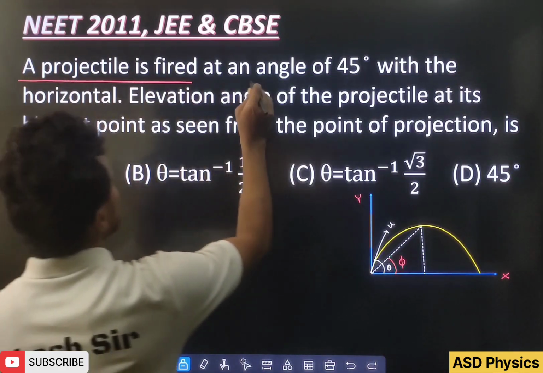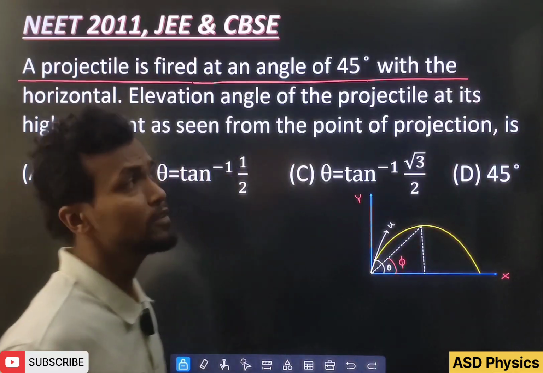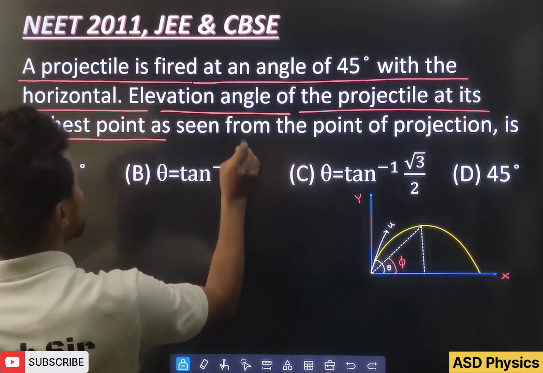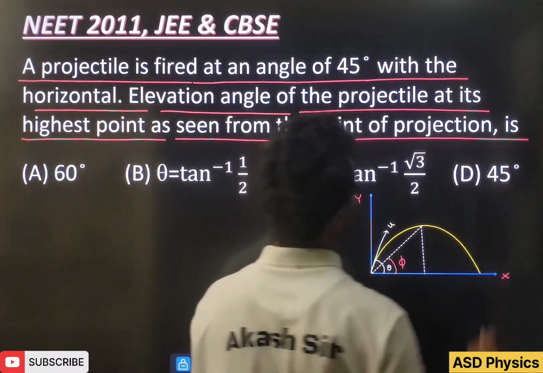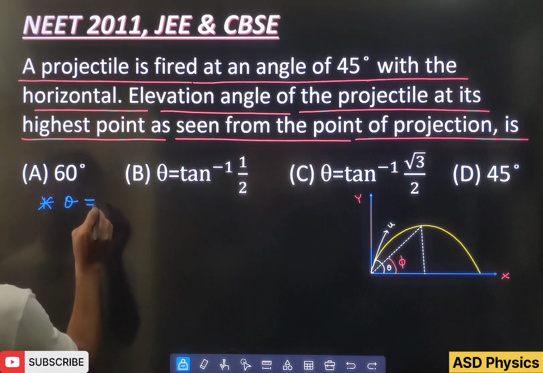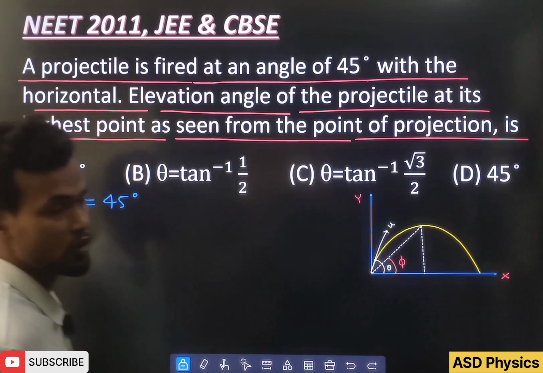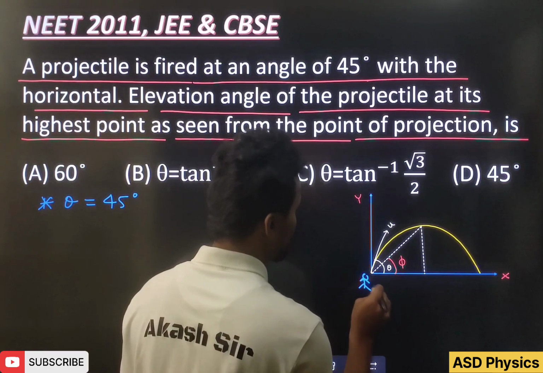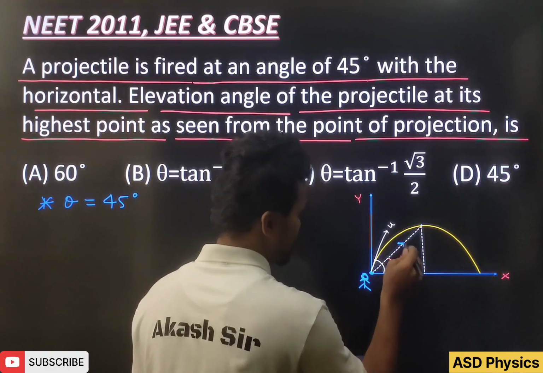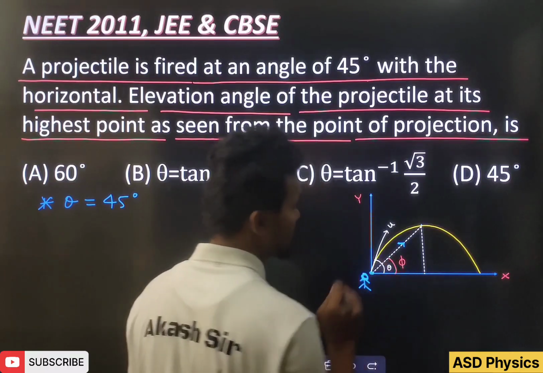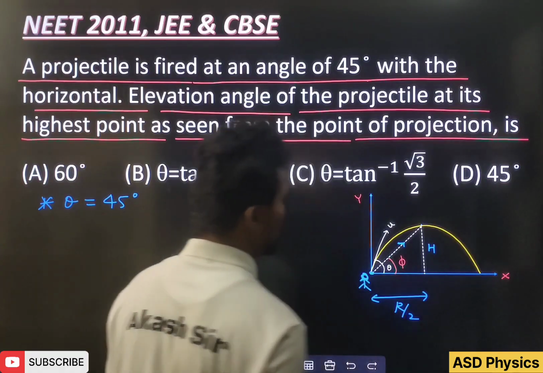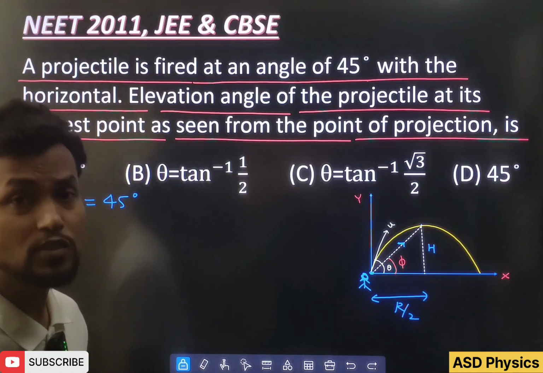Next question, let's see here. A projectile is fired at an angle of 45 degree with the horizontal. The elevation angle of the projectile at its highest point as seen from the point of projection is how much here? Okay, so in this situation, the angle of projection, what is given here, you can see very well, they are telling here 45 degree. Okay, so remember that here when one observer from the projection point will see the highest point, this will be the line of sight. So this line of sight is making how much angle from the horizontal? Phi. Okay, and remember that here this is the maximum height H and this used to be the R by 2. So we can tell very well tan phi equal to H by R by 2.